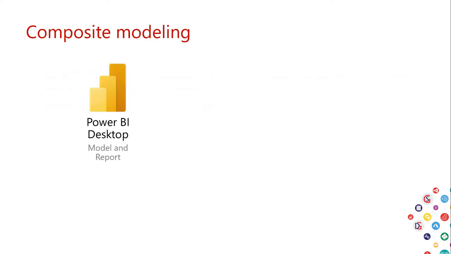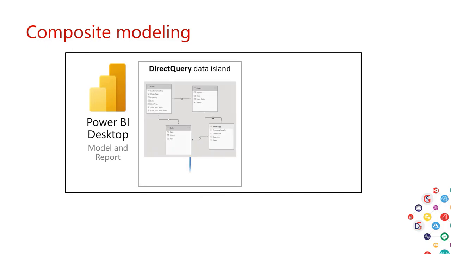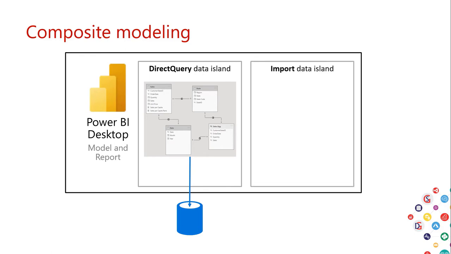So what this means then in Power BI Desktop, we develop a model and report. Let's consider that you have a direct query model. Now we refer to this internally as a data island. All of the tables come from the single direct query source. But now what we can do is introduce another data island of imported data, and let's consider that we could use calculated tables.